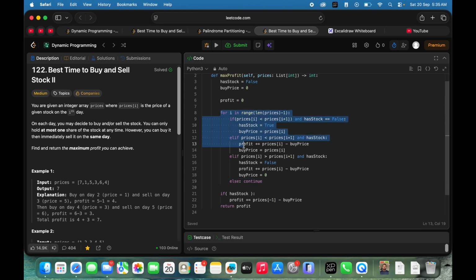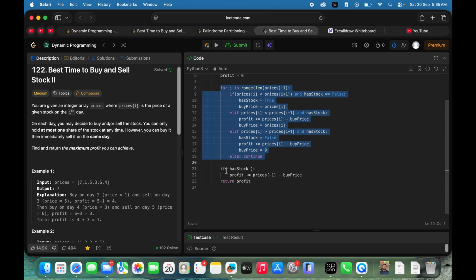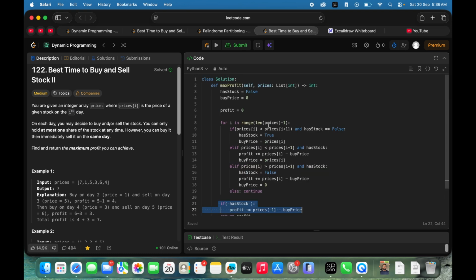So now this loop will calculate our complete profit. Now at the end I also have a line which says that if at the end we still have a stock, then we again have to book a profit. So when will this be true? Understand that the for loop is running from 0 to the second last element. It is not running till the last element. As you can see, we have the length of the prices array minus 1.